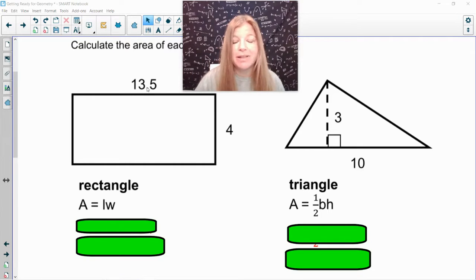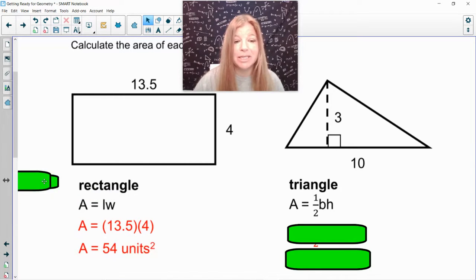So here, if I see I have a length of 13.5 and a width of 4, I would simply multiply those two together, and my result is 54 units squared. Remember, area always gets squared.